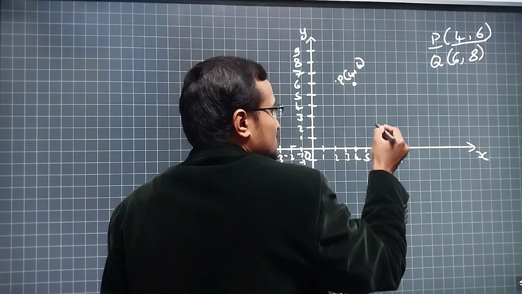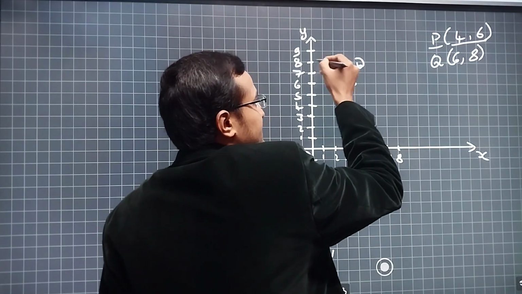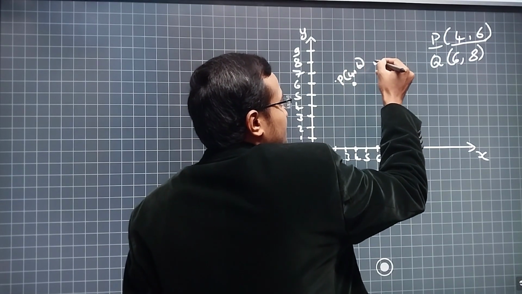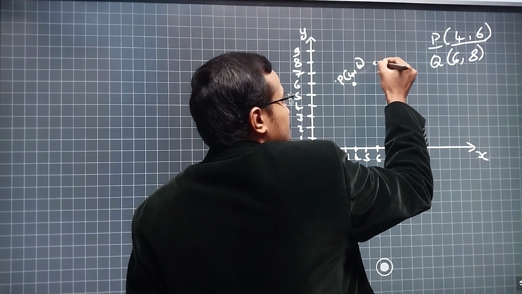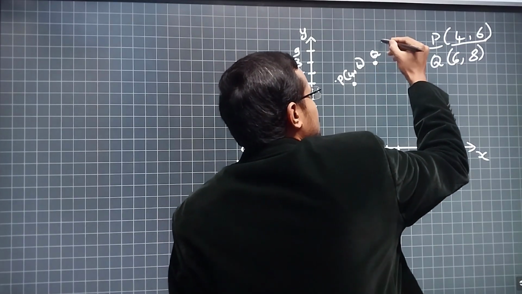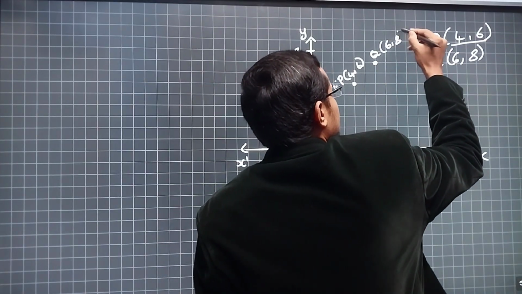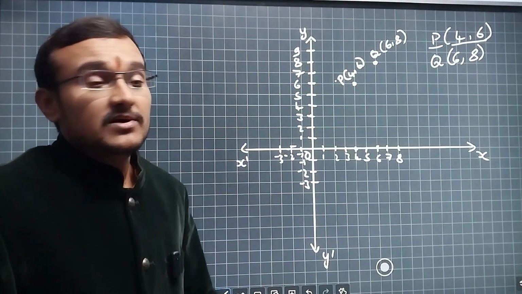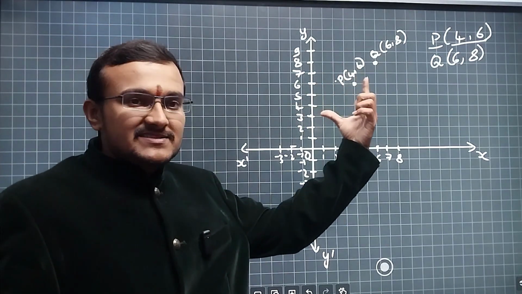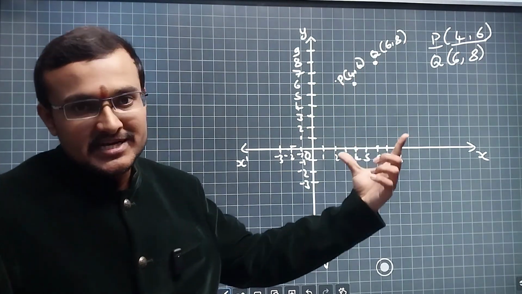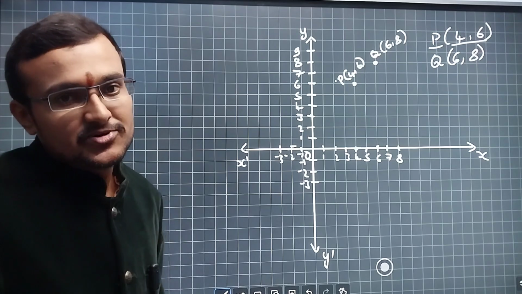From 6 you can take a perpendicular line, and from 8 also you can take a perpendicular line on the y-axis. So the point will be somewhere over here. So this is Q of 6, 8. Now in order to find the distance between these 2 points, we need to use Pythagoras theorem.